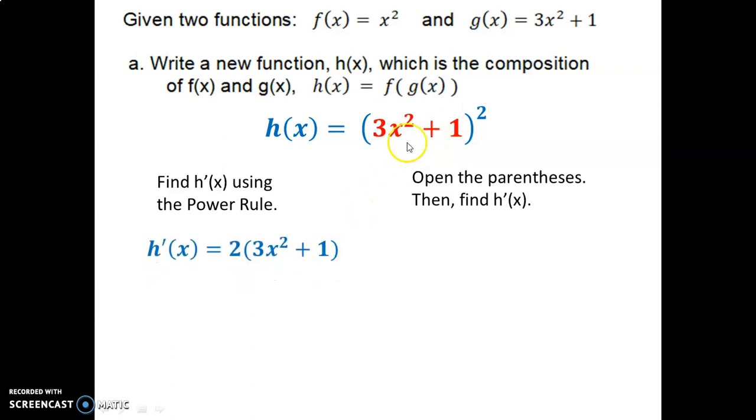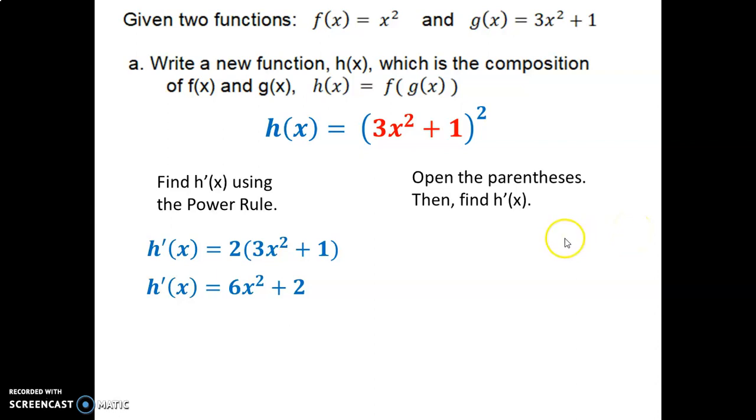Okay, for the power rule, we know we drop down the exponent to the front and then reduce this exponent by 1, so now it's 1. So there we have it. There's h prime of x. We've found the derivative. Easy. I'm going to simplify this a little bit more by multiplying this through now. So multiplying 2 through here, we get this. Great, we have h prime of x.